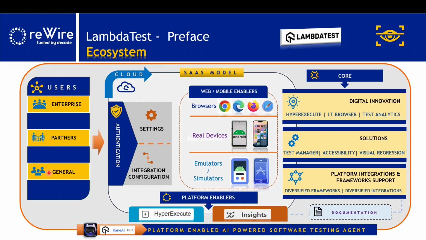One is users, the model, and the security mechanism that they are following, and subsequently the platform-based settings and integration configurations, web and mobile enablers, and diversified devices and diversified browsers that the platform supports. At the core, it has its own innovation solutions. While this system exists, it is powered by the new AI agent, that is a testing agent. We call it KaneAI.